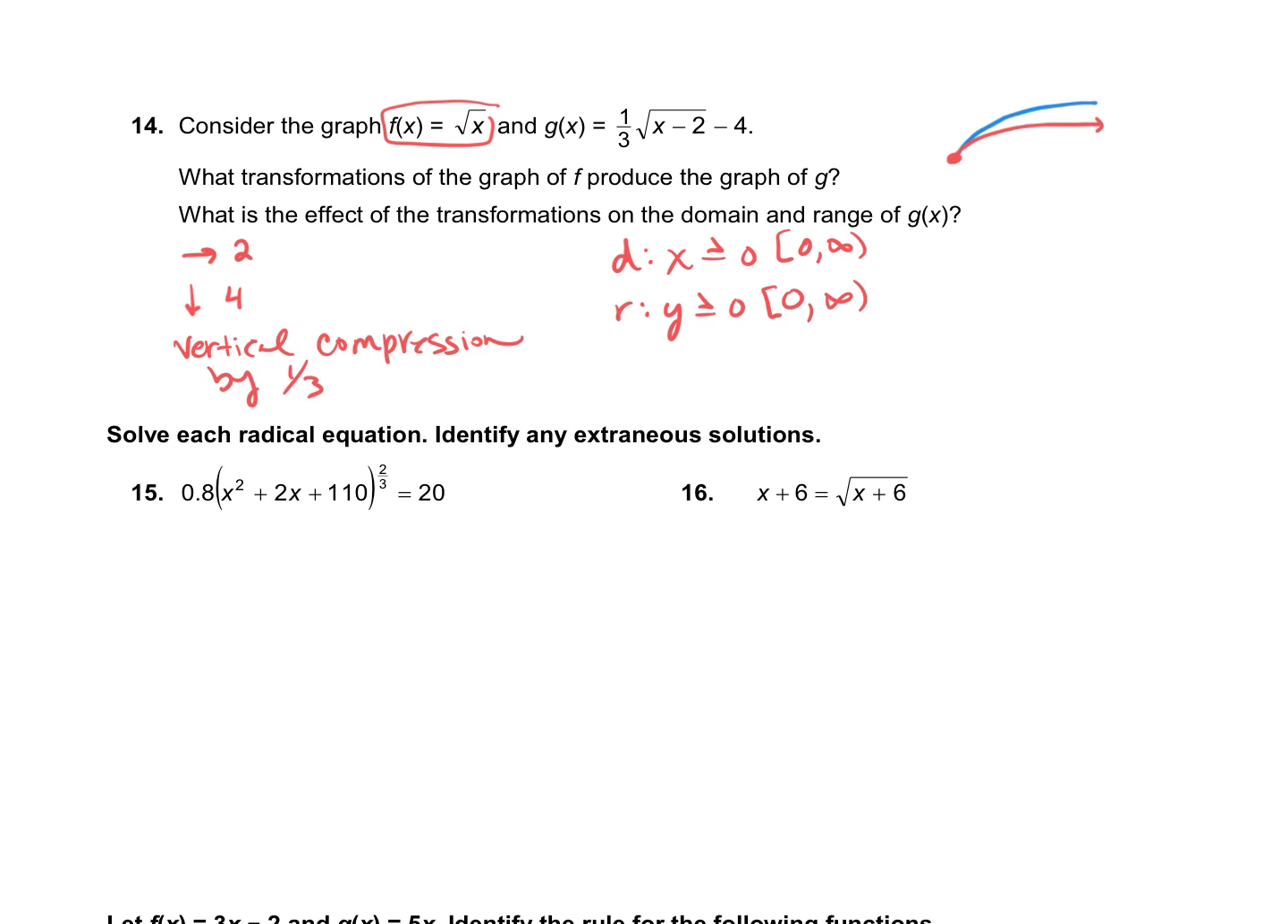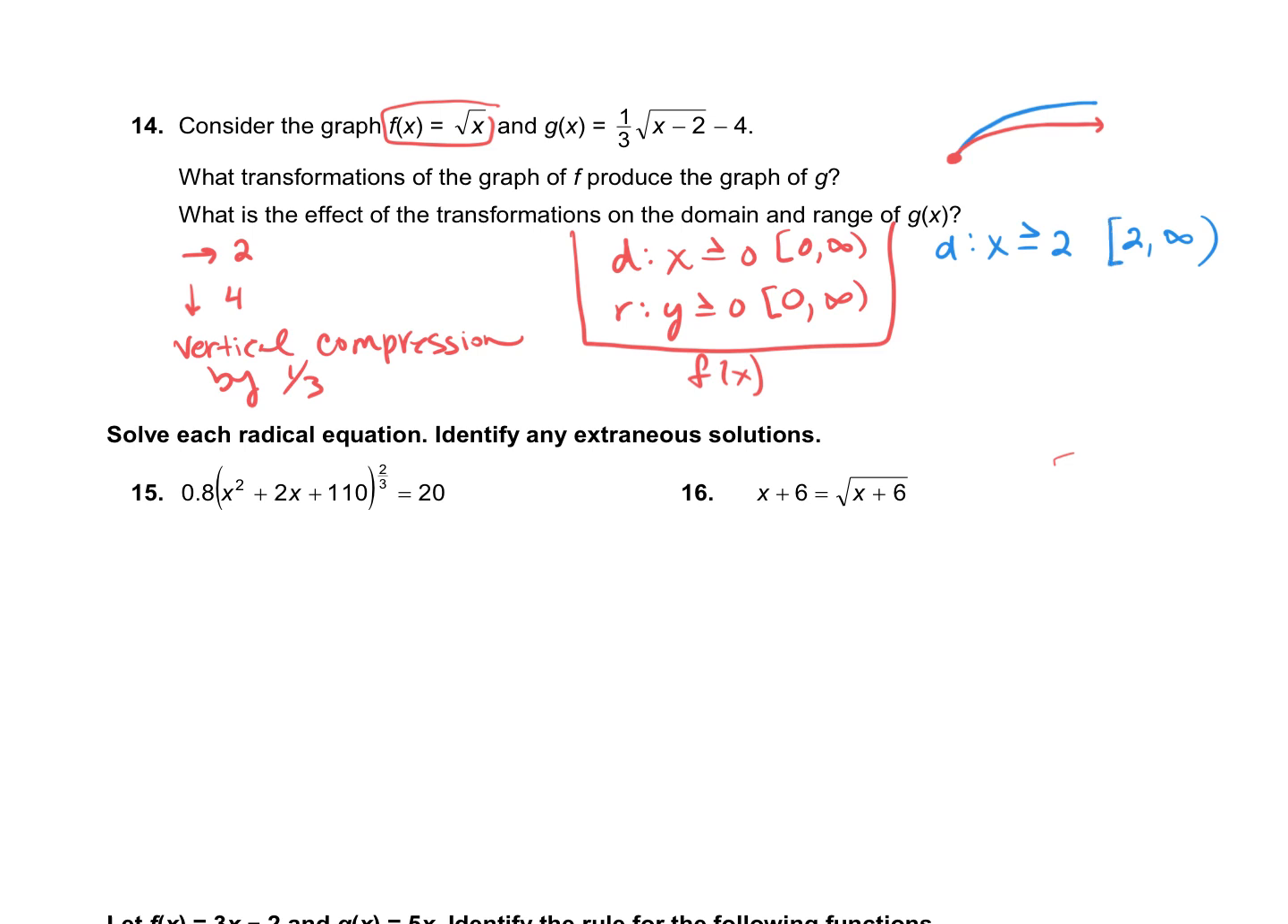So what is the effect of the transformation? If we move to the right 2 units, that's going to affect the x's, which will affect our domain. This is f of x right here. Now, for g of x, everything shifts to the right 2, including the domain. So all the x's will be greater than or equal to 2. That means we would go from 2 to positive infinity.